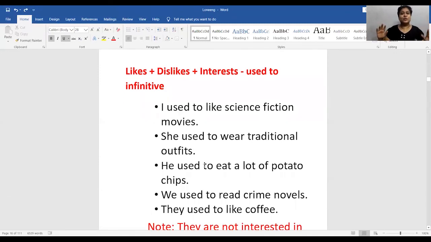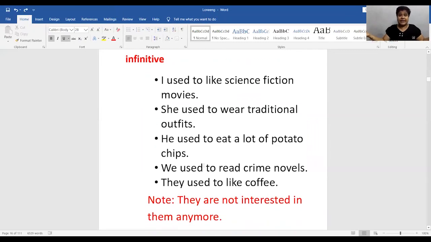The next one is likes, dislikes, interests, with used to followed by the infinitive verb. I used to like science fiction movies. She used to wear traditional outfits. He used to eat a lot of potato chips. We used to read crime novels. They used to like coffee. Now, as I told you earlier, they're not interested in whatever they had done in the past. They're not interested in doing it in the present. They're not doing it currently. You need to keep that in mind.